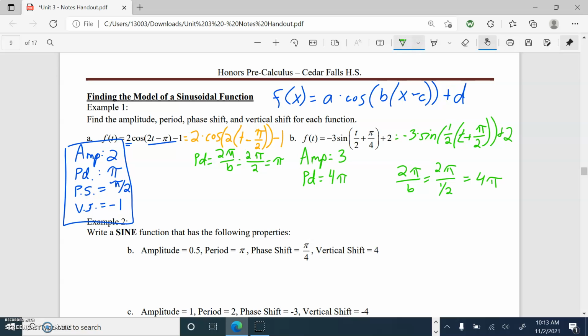Let's see, so period, phase shift. Phase shift in the standard form is pi over 2, but I see it's a plus here, which means that it doesn't match the minus c in the standard form. So we're going to call that a negative pi over 2 or a left pi over 2. And by far the easiest one, our vertical shift is just 2 or up 2. So there you have it, 12 minutes, but we've got an introduction, and we've got examples 1A and 1B done.